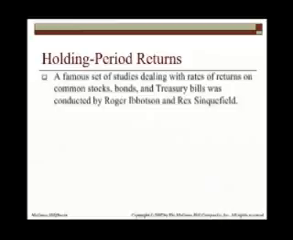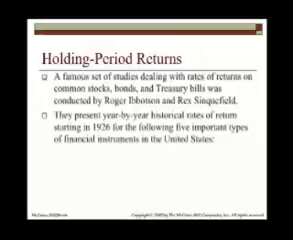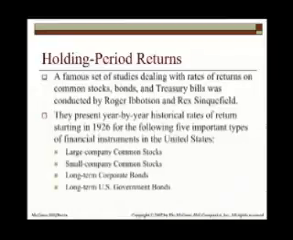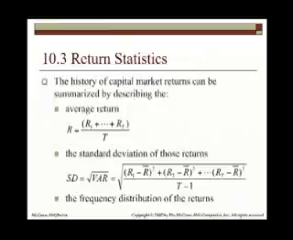A couple of guys, Ibbotson and Sinquefield, at the University of Chicago, did a study where they looked at the rates of return of stocks, bonds, and treasury bills and other securities. They started in 1926, and they looked at 5 important types of securities. They looked at large company stocks, small company common stock, corporate bonds, U.S. government bonds, and U.S. treasury bills.